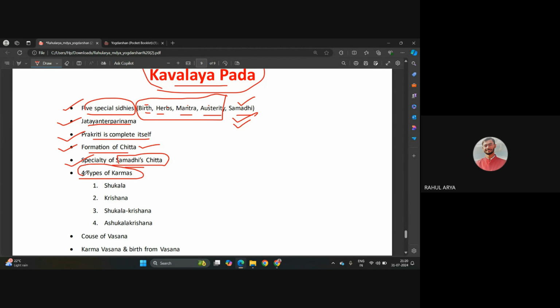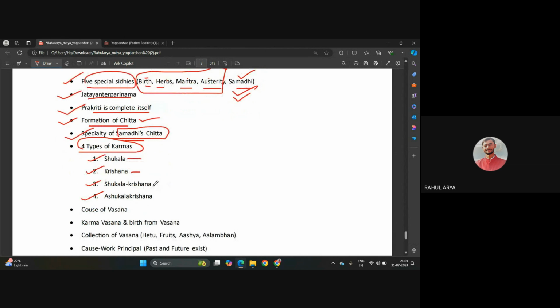4 types of karmas. Shukla, Krishna. Shukla meaning positive karma. Krishna meaning negative karma. Shukla, Krishna, positive, negative karmas. Ashukla-akrishna meaning niskama karma also you can say. Okay, the karma of the yogi.